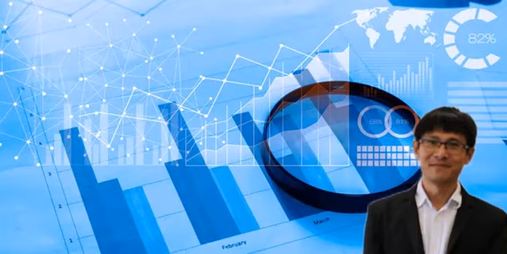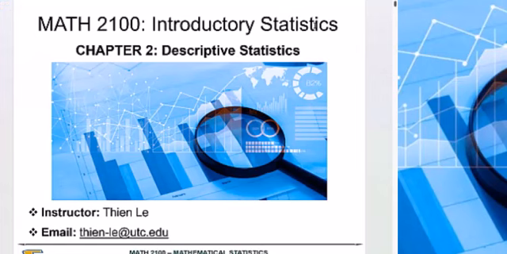So let's get started. In this chapter, we'll cover three big tools. First, we learn how to use tables to organize data. Then we learn how to use different types of graphs to visualize the data. And last, we will learn how to use different numbers to summarize the data. Together, they are the main building blocks of descriptive statistics.